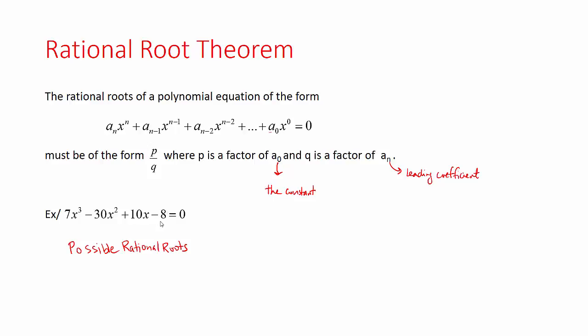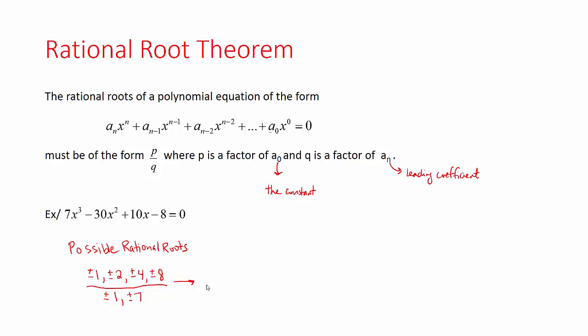So let's start it off easy. We know the factors of 8 are plus and minus 1, plus and minus 2, plus and minus 4, and plus or minus 8. Those are all the possible numbers that could go in the numerator. And then the denominator would be the factors of 7. Well, that's a pretty short list, right? We get plus and minus 1, plus and minus 7.